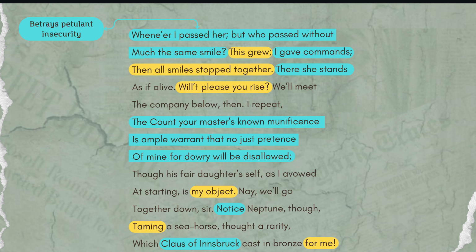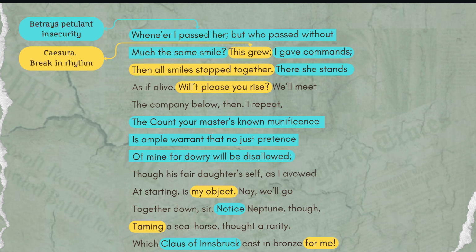Whenever I passed her, but who passed without much the same smile? He's really complaining. And then he breaks the rhythm. Whenever I passed her; but who passed without much the same smile? Stop. This grew. Stop. I gave commands. Stop. Then all smiles stop together. We've got a lot of caesura in here, this break in rhythm. Is he losing control? Is he feeling very passionate when he remembers this?